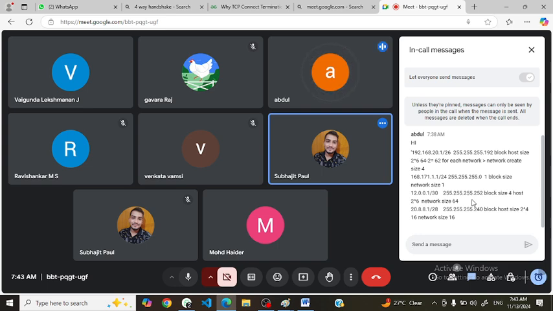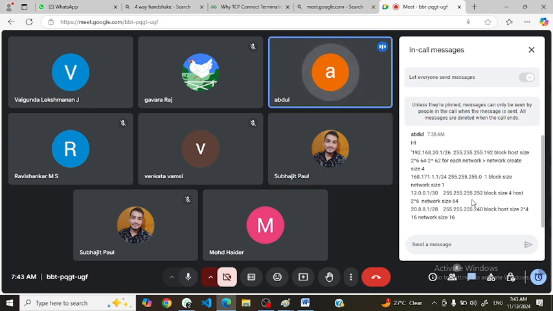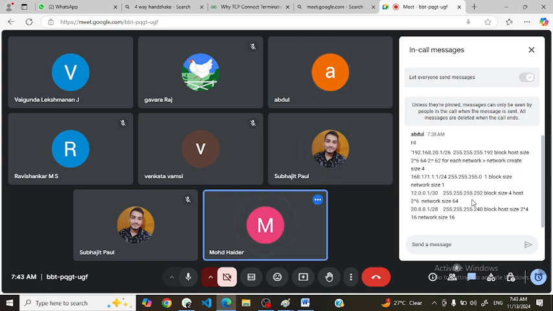I think we subtract when you're calculating the host bits, right? That's when you have to subtract, right? But when you're calculating the network bits, you don't need to subtract, right? Yeah, you are absolutely right. For calculating the network, there is no need of subtraction.